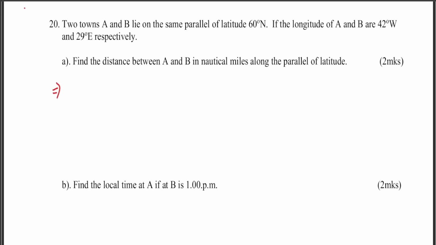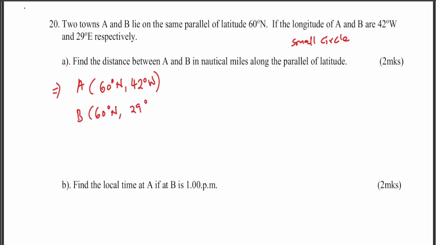Now, a parallel of latitude is usually a small circle. This happens when there's a difference in longitudes but they have the same latitudes. So we know that A is 60 degrees north, 42 degrees west. B is also 60 degrees north because they lie on the same latitude, but there is a difference in longitudes. So for you to find nautical miles, you use this formula, which is theta.